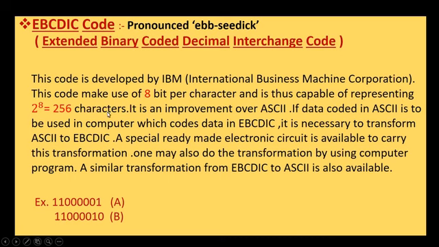As you have seen in the previous topic, ASCII code is basically a 7-bit code. This code was developed after ASCII code. It was developed by IBM, that is International Business Machines Corporation. This code makes use of 8 bits per character, and it is thus capable of representing 2 raised to 8, which is equal to 256 characters. It means it is an improvement over ASCII.